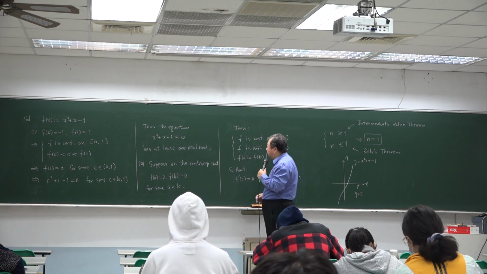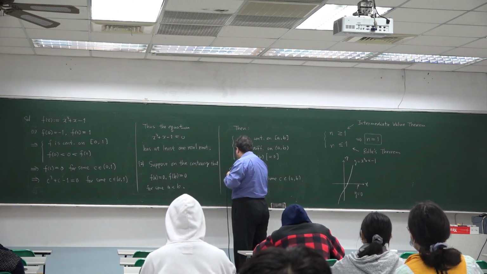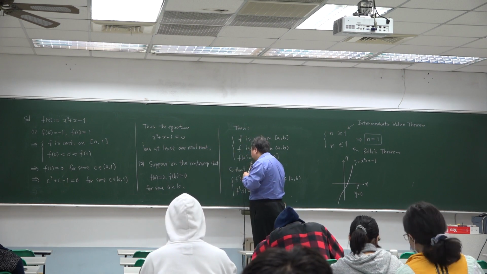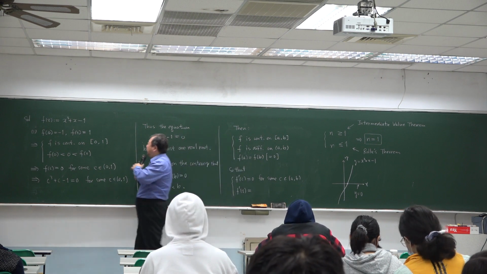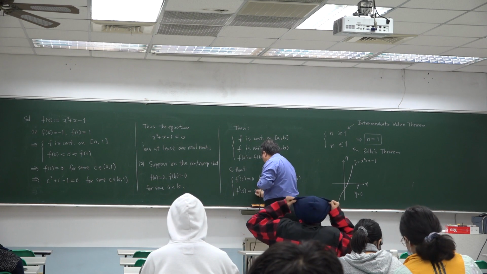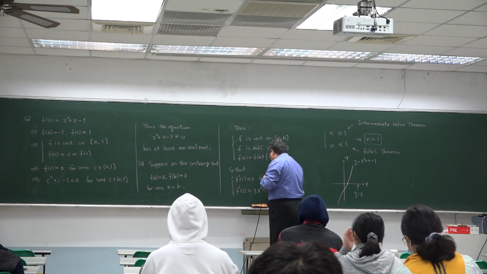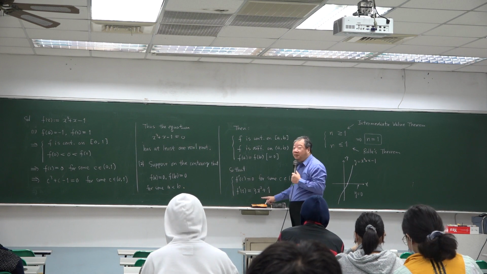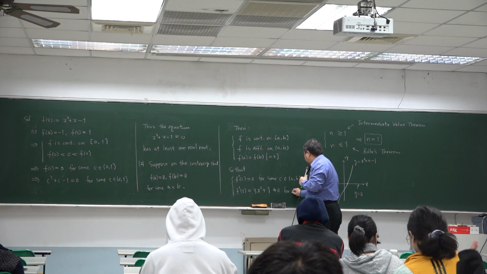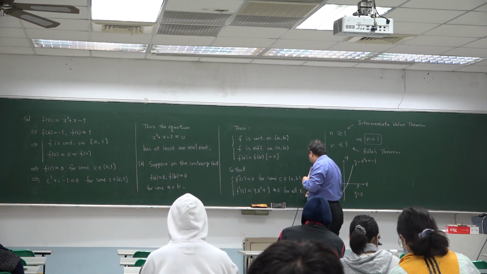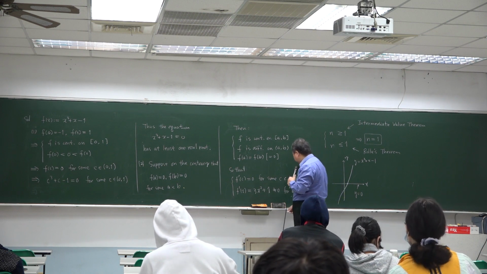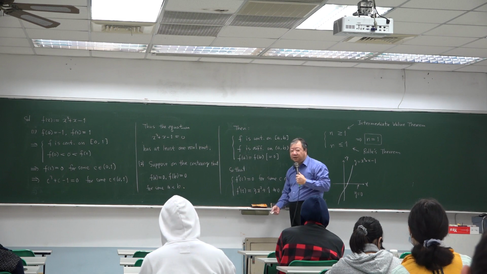Okay, but if we compute the derivative of this function, we will see 3x squared plus 1. Aha! This cannot be 0 for all real x, or for x in this interval. So this is a contradiction.